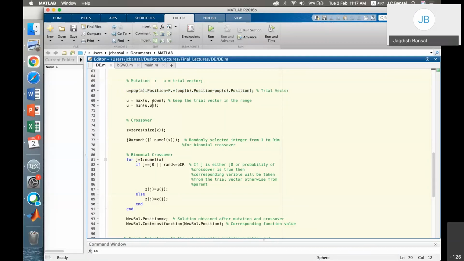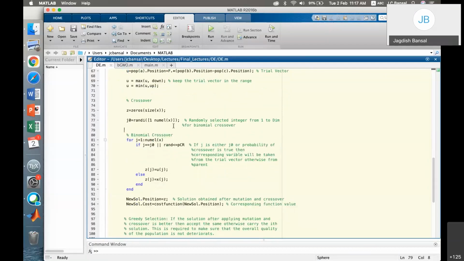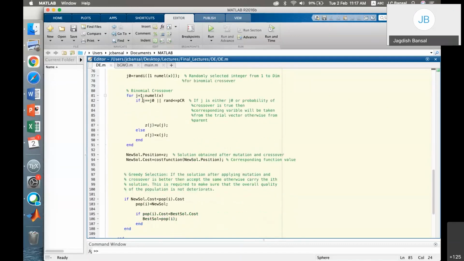You just keep them in confinement, meaning you make sure that after this it should be within the range. And then the crossover operator: for this you generate some z as zeros, and j naught is selected randomly. J naught is actually j asterisk, selected randomly in the range 1 to numel of x, meaning the dimension of x. In our numerical example it was 1 to 2. If it is a 20 dimension problem, then it is 1 to 20.